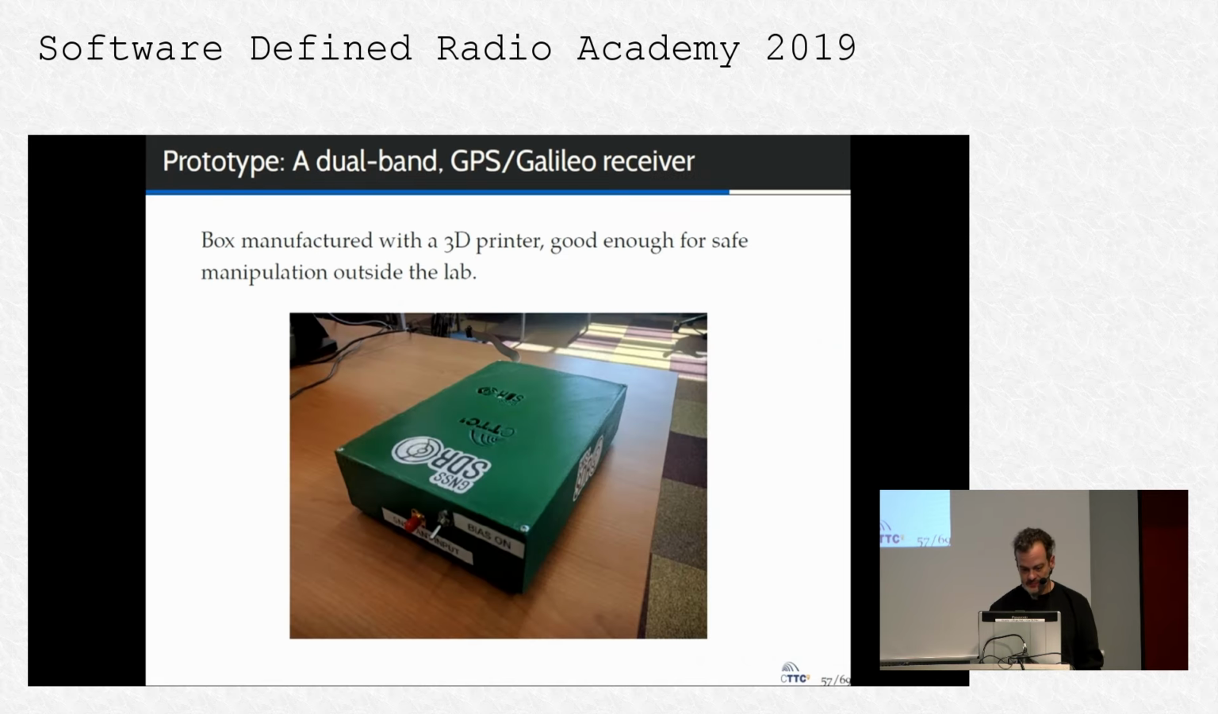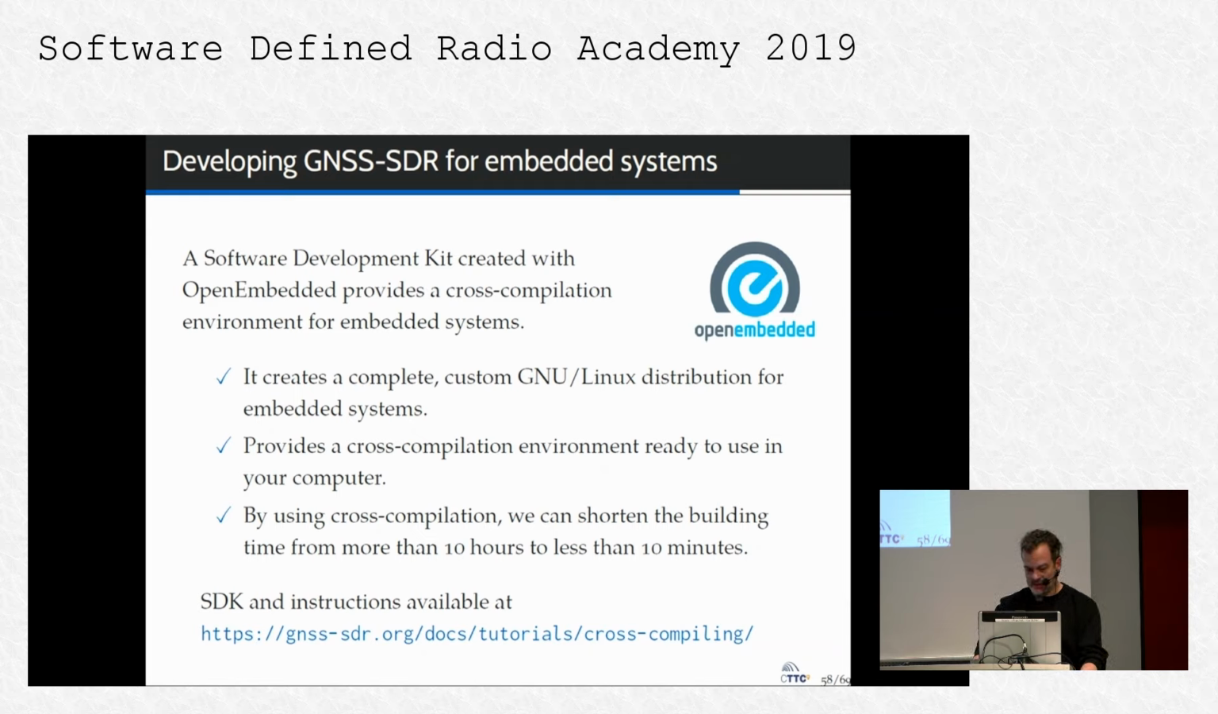We also did some 3D printing in order to have safe manipulation in and outside the lab of the receiver. And then we have also developed a software development kit created with Open Embedded, which provides a cross-compilation environment for embedded systems. If you need to compile the software in an ARM device, it can take a couple of days. If you use cross-compilation in a powerful computer, it takes 10 minutes. So it is a really good thing to have this software development kit for embedded devices.